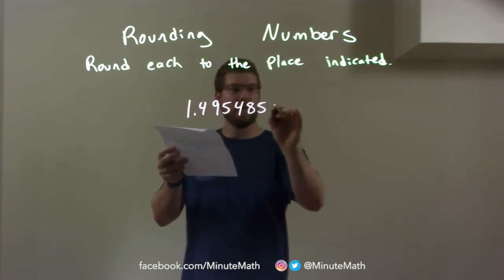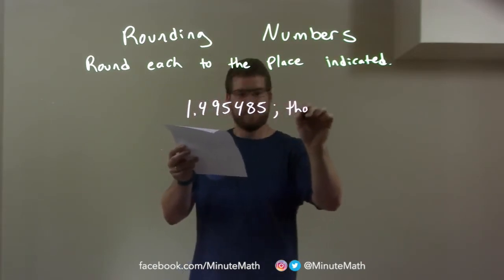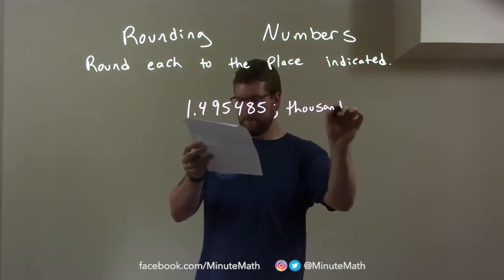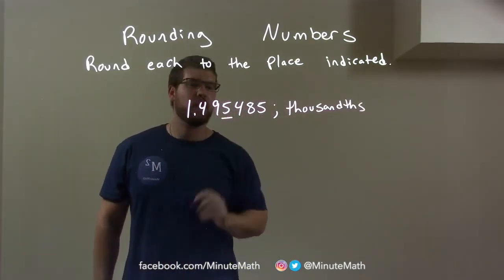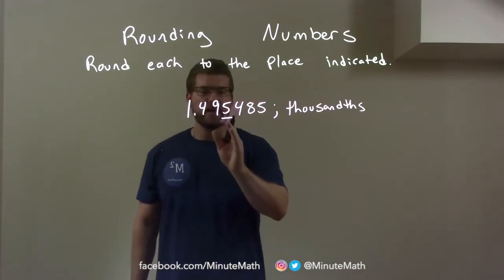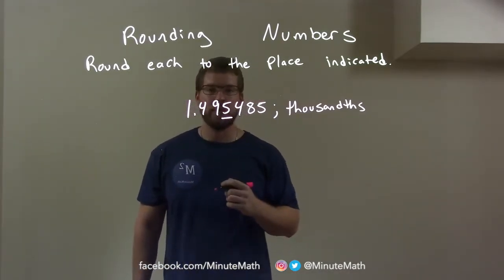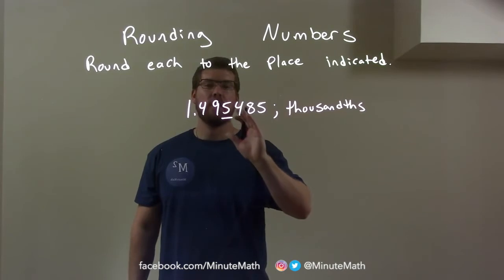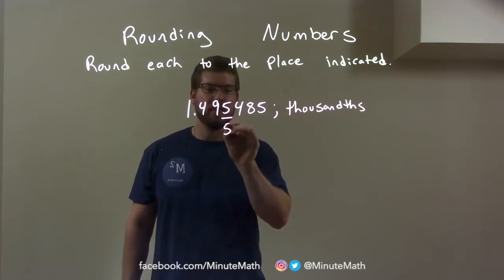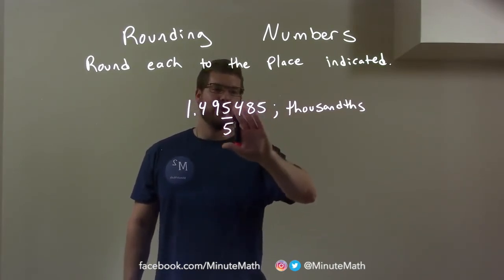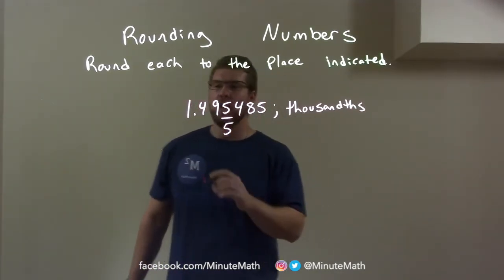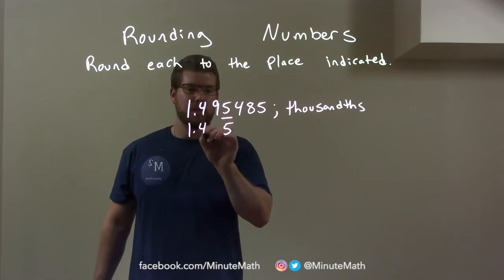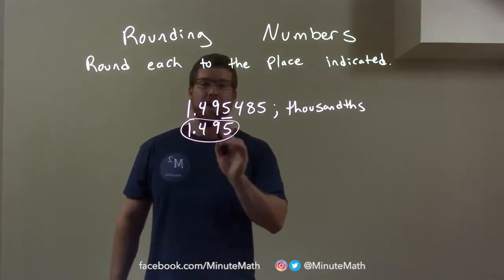1.495485. And we're rounding that to the thousandths. The thousandths, okay? Well, the thousandths place is right here on that 5. So I'll take the 5, I look to the right. I see the 4. The 4 is between 0 and 4, causing the 5 to round down. So 5 stays the same. Rounding down means we take the rest here and throw it away. 1.49 comes down, and we have here now just our rounded answer of 1.495.